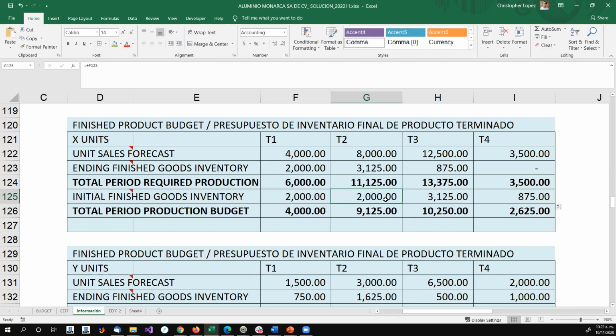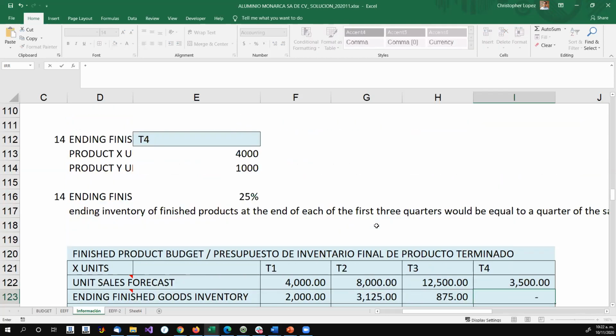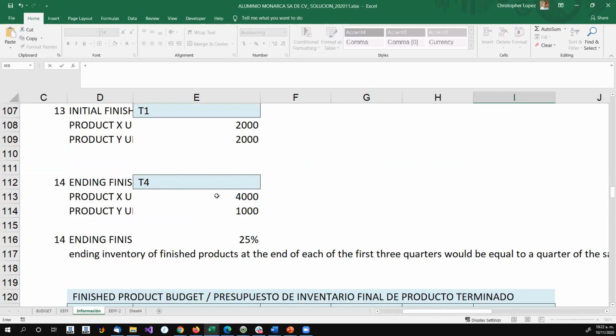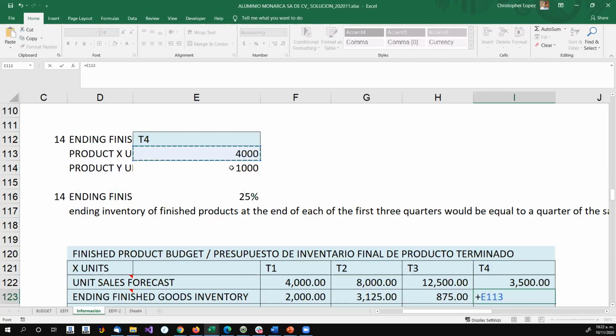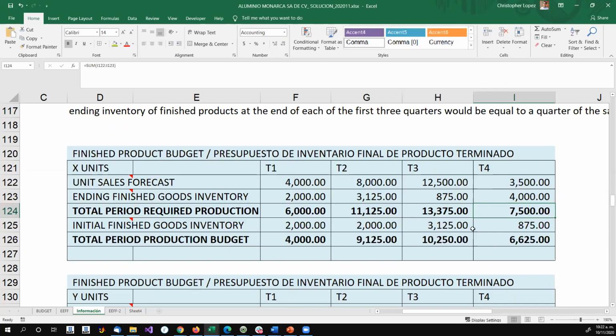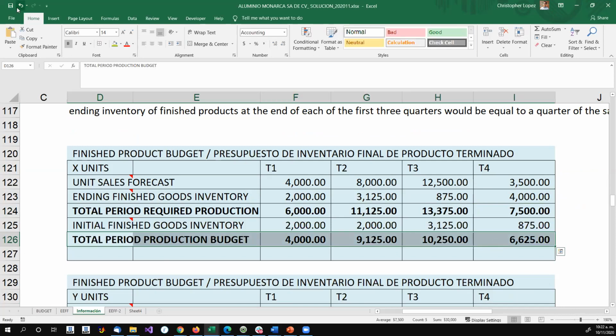And then the final one, well, we don't have forecast sales for the next year after the budgeted year. So what we do is ask the plant manager, and he told us that the ending finished units are going to be 4,000 at the end of the period. So we just need to take that value there and there. We just have our total period production budget. It's this one here. Okay?